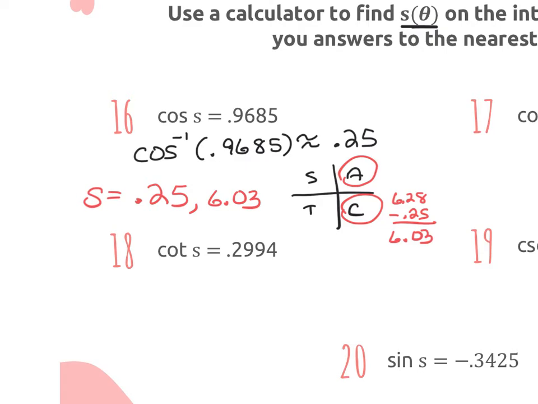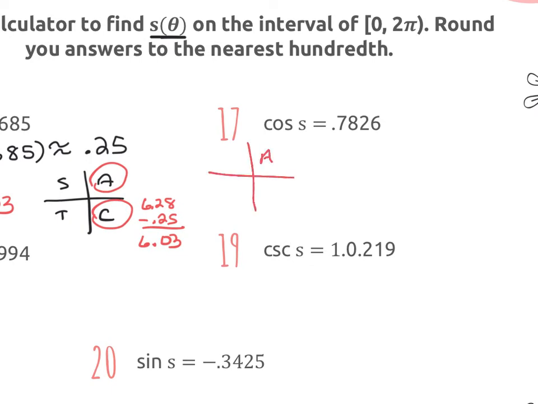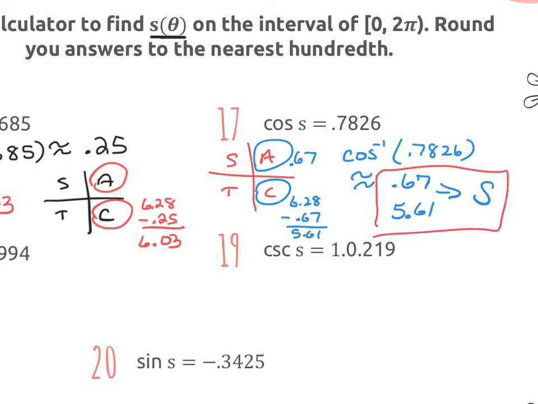Let's try the next one. Again, I'm still looking for an angle measure. It's the same one. So all students take calculus. My answers are going to come from quadrants 1 and 4. So to get the angle from quadrant 1, cosine inverse of 0.7826. Hit enter, and you get 0.67. That's the measure for quadrant 1. It's 2/3 of a radian, which is in quadrant 1. Then to find the angle measure in quadrant 4, I'm going to take 6.28, subtract 0.67, and I get 5.61. So the two answers here for S are going to be 0.67, 2/3 of a radian, and a little bit more than 5.5 radians, which is quadrant 4.